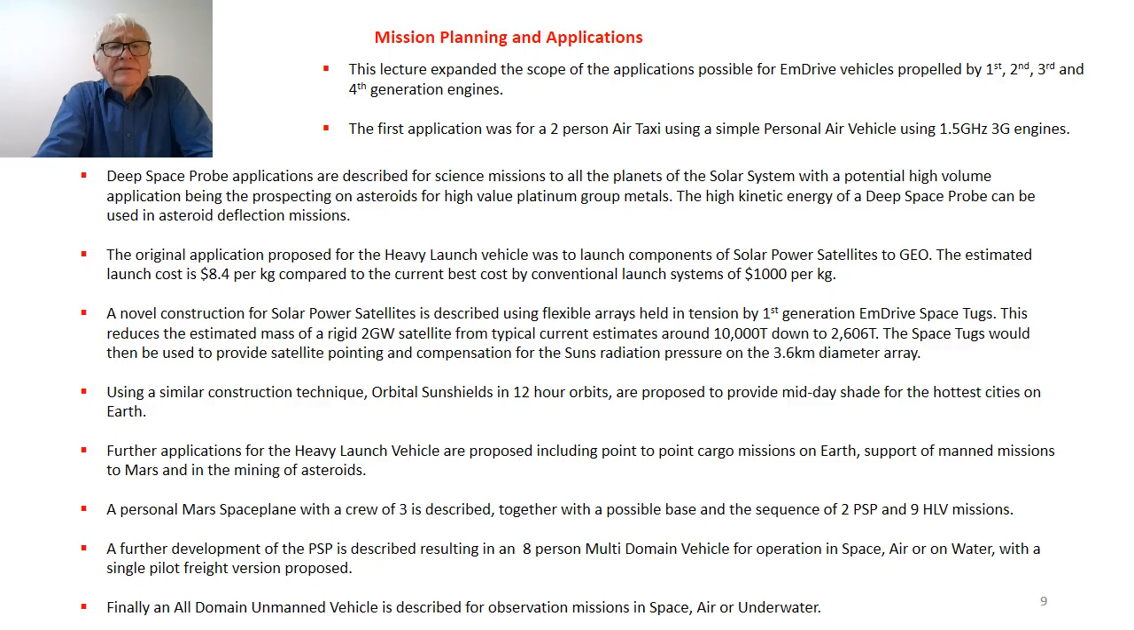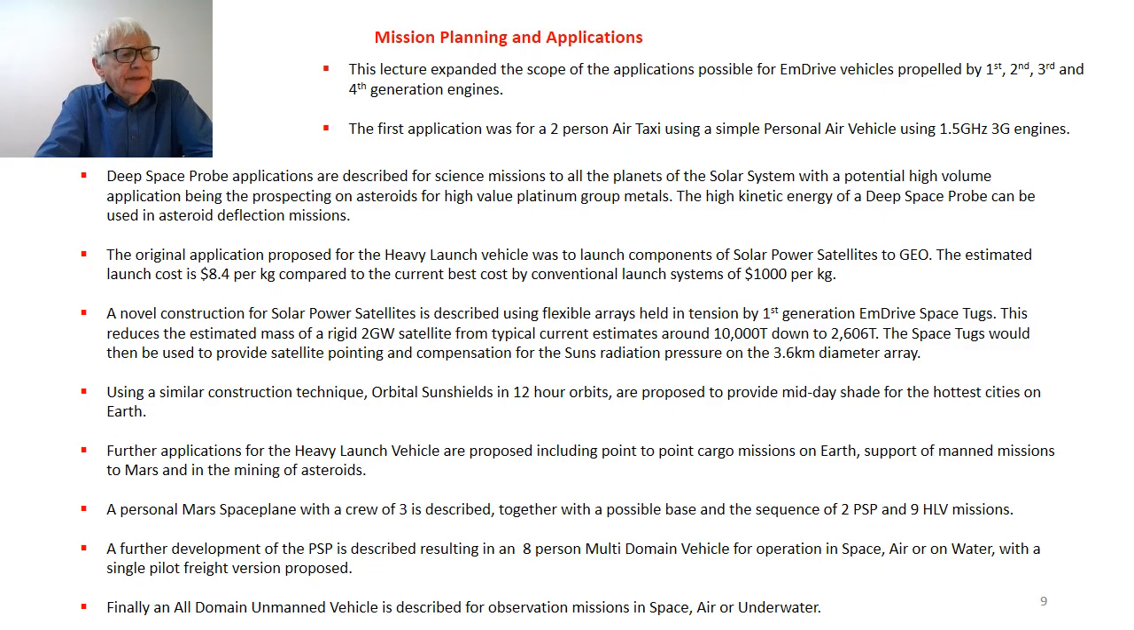A further development of the PSP is described, which was a very interesting multi-domain vehicle for 8 people. This would operate in space, air, or indeed on the water. And we also looked at a single pilot freight version of this. And finally, we just had to do an all-domain unmanned vehicle proposed for observation missions in space, air, or underwater.